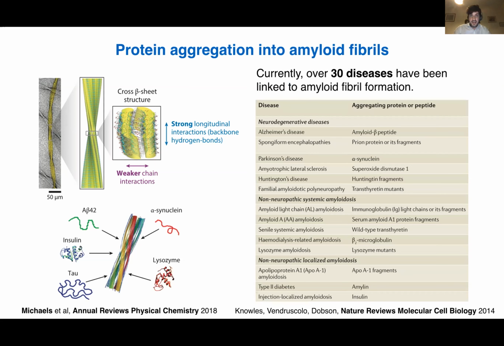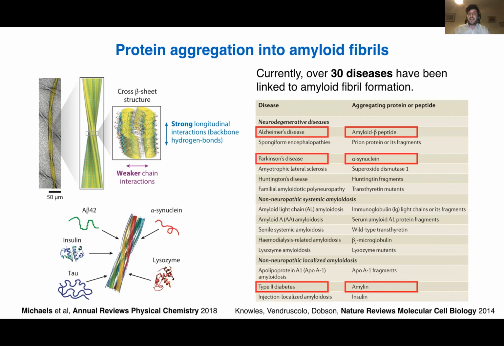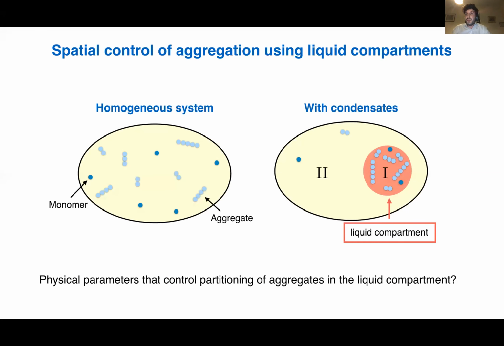And there are really a lot of diseases, including Alzheimer's, Parkinson's, and type 2 diabetes, which are linked with the formation of these aggregates. And so here the idea is to say, can we use liquid condensates as a way to control the outcome of this pathological aggregation reaction, and in particular to control the toxic effects? So for example, reduce the number of aggregates that we form, or localize their formation in a certain region.